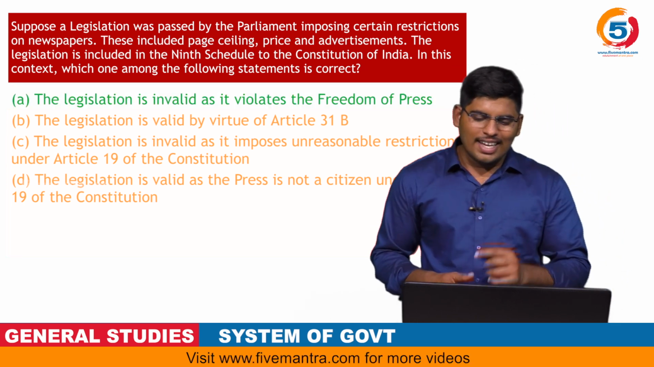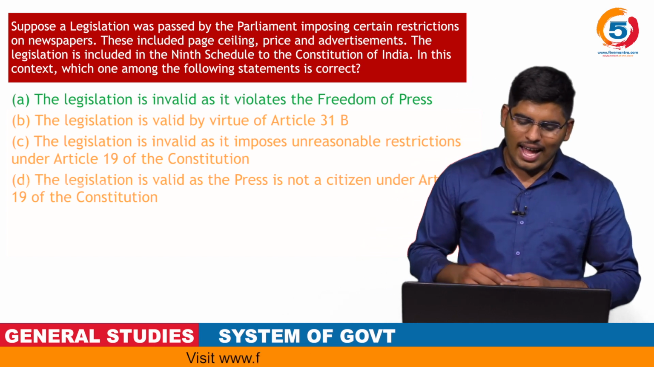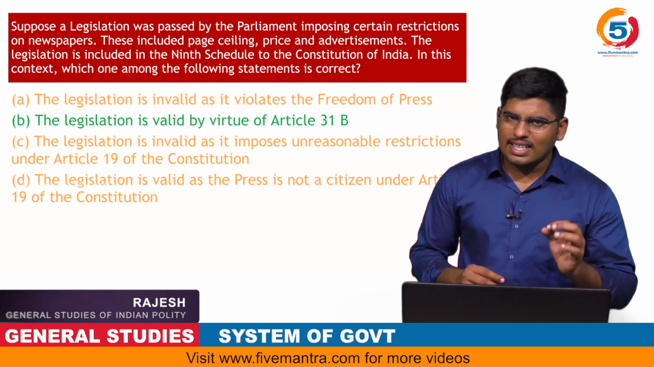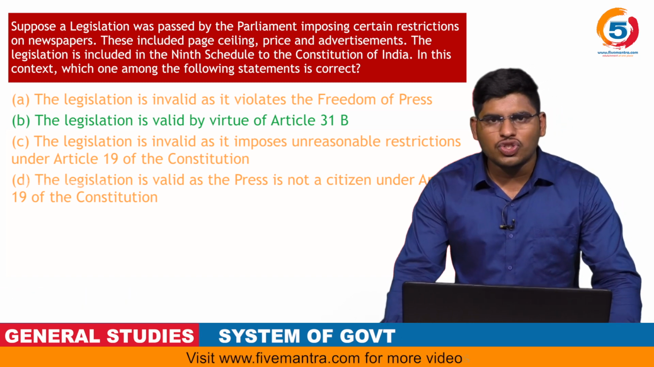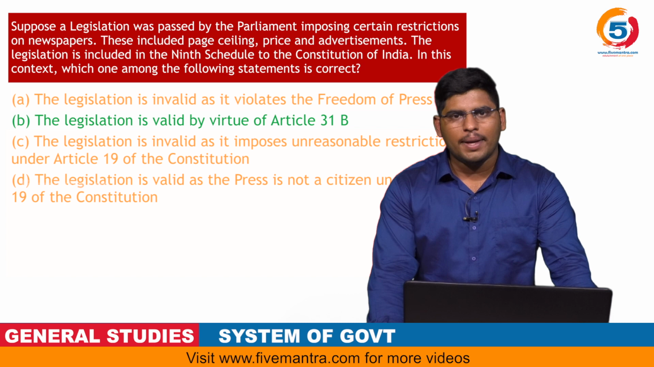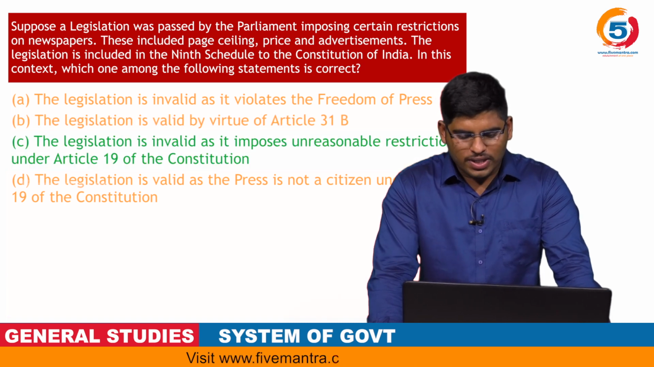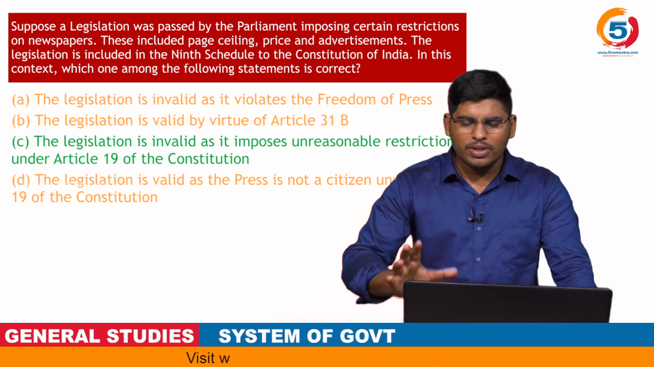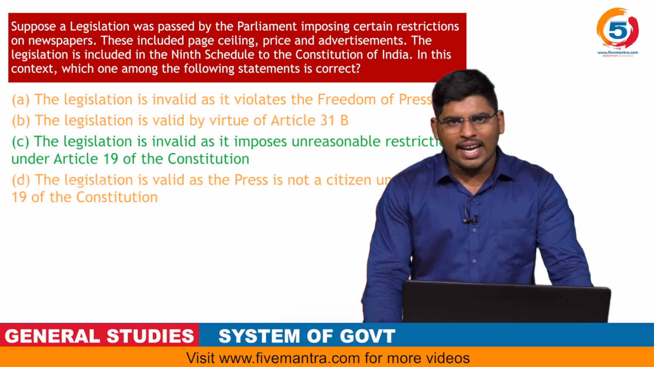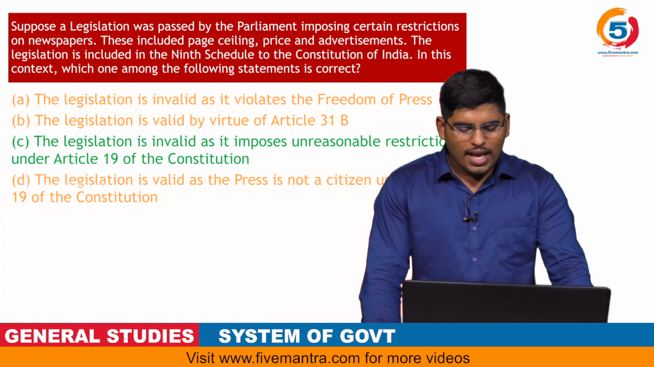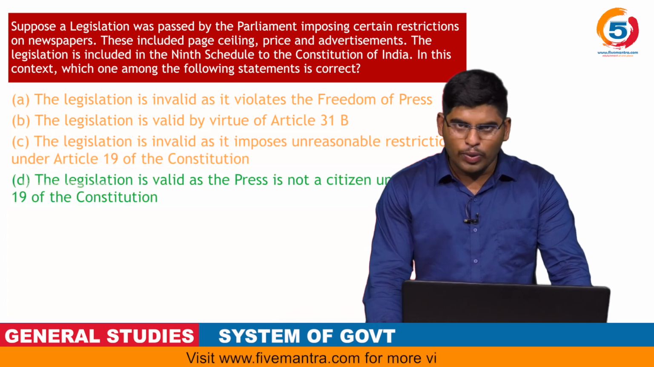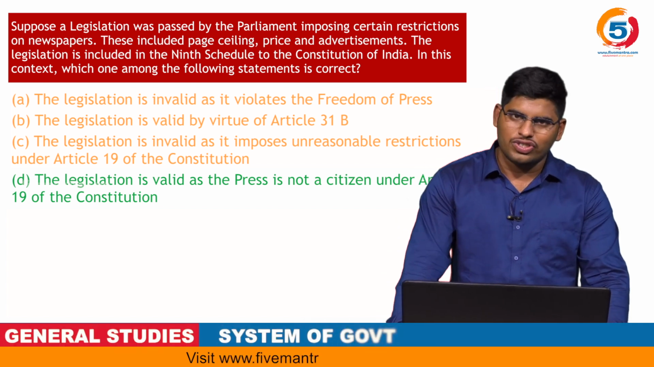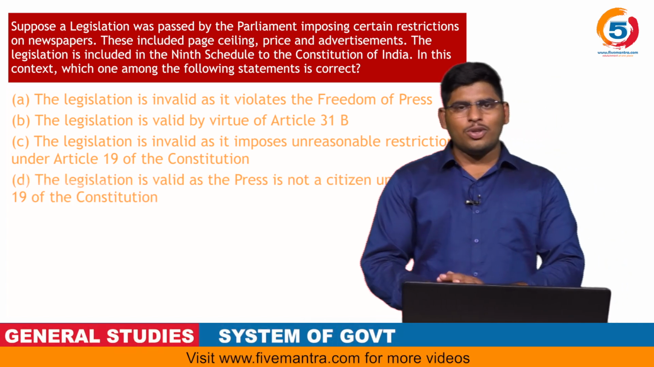First option, the legislation is invalid as it violates the freedom of press. Second option, the legislation is valid by virtue of Article 31B. Third option, the legislation is invalid as it imposes unreasonable restrictions under Article 19 of the Constitution. The last option is the legislation is valid as the press is not a citizen under Article 19 of the Constitution. So let me explain the two keywords.